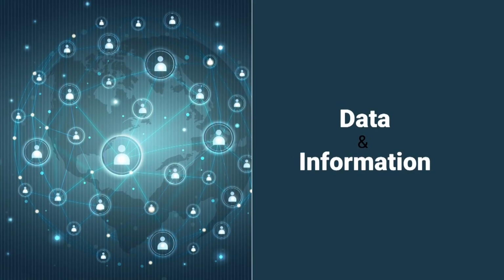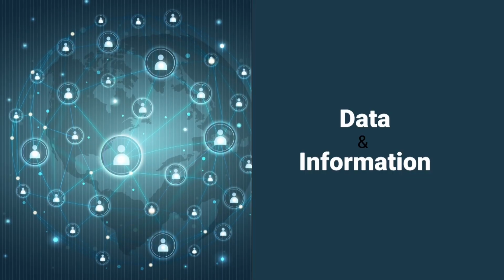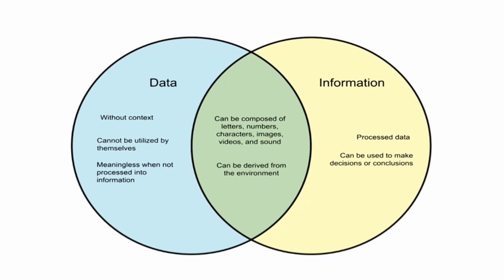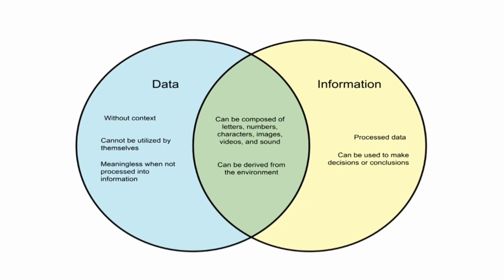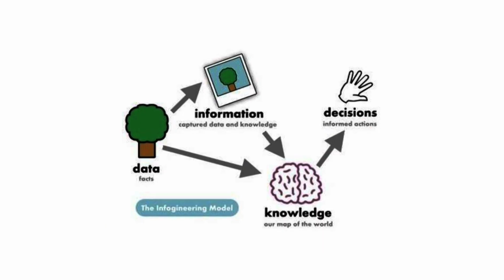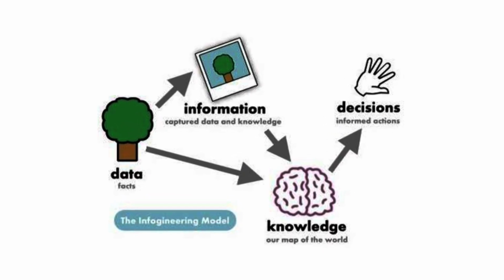So if you talk about data and information, data is without context, cannot be utilized by itself, and is meaningless, and it could be raw in nature and can be composed of letters and so on. But the moment you convert it into information, it takes a process shape and can be used to make decisions or conclusions. So data starts with the information, then information converts into knowledge, and knowledge is helpful for taking decisions.